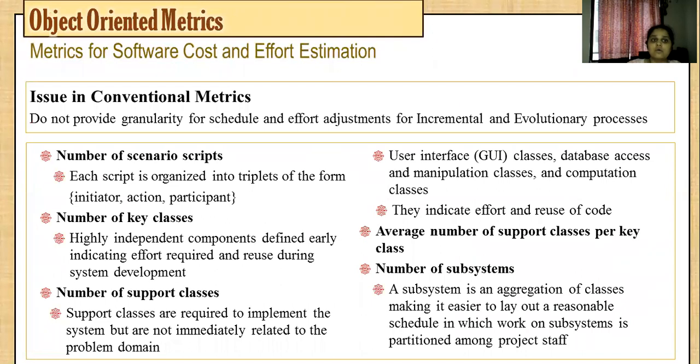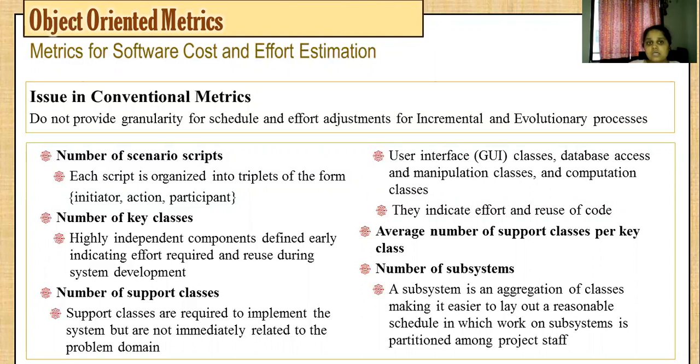Okay, so today we are going to see object oriented metrics. Now object oriented metrics is widely used because the previous ones, that is LOC and FP, had a problem. They were not providing enough details or granularity for schedule and for effort adjustment, because they were not helping us to find a schedule, they were not helping us to estimate efforts. So if you are supposed to deliver a software incrementally or in an evolutionary way, then these both will not be helpful to you. So you have to move into object oriented metrics.